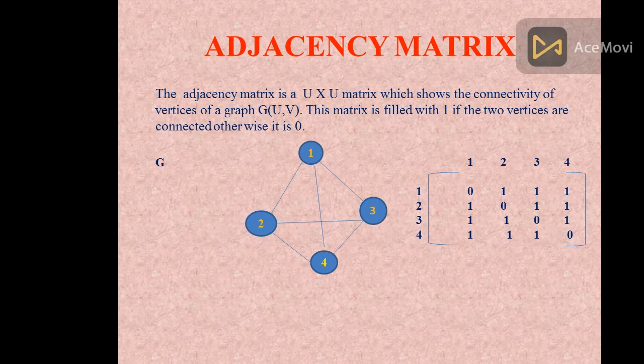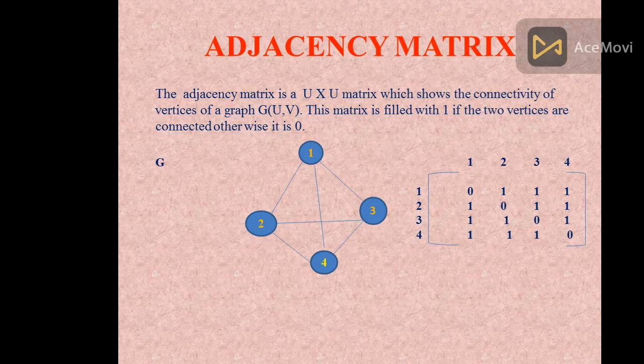In this example graph G, we have 4 vertices 1, 2, 3 and 4. So a 4 cross 4 matrix will be there. In the rows and columns we will write the vertices 1, 2, 3 and 4, in the row also and the column also.